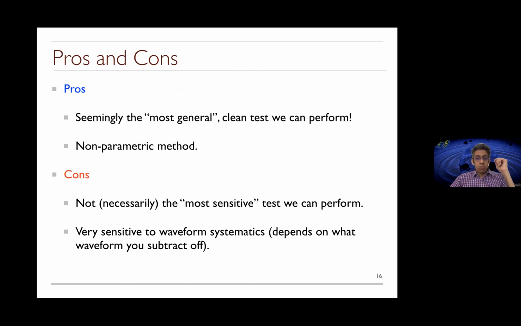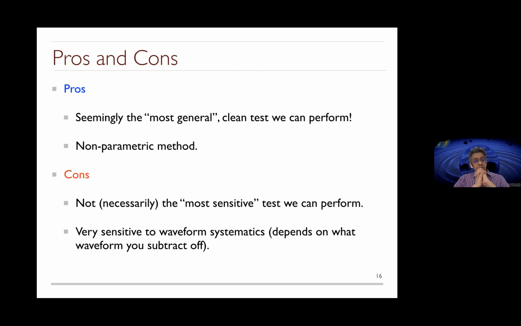Now, it's good to understand what the advantages of this method are and what the limitations are. Of course, the advantage is that it's a very intuitive test. It seems to be the most general test we can do. We just subtract out the GR waveform from the data, and we look for whether the residual is consistent with noise, and it's clean and more general. And it doesn't invoke any additional parameters, which you have to worry about what they mean. So in that sense, it's advantageous.